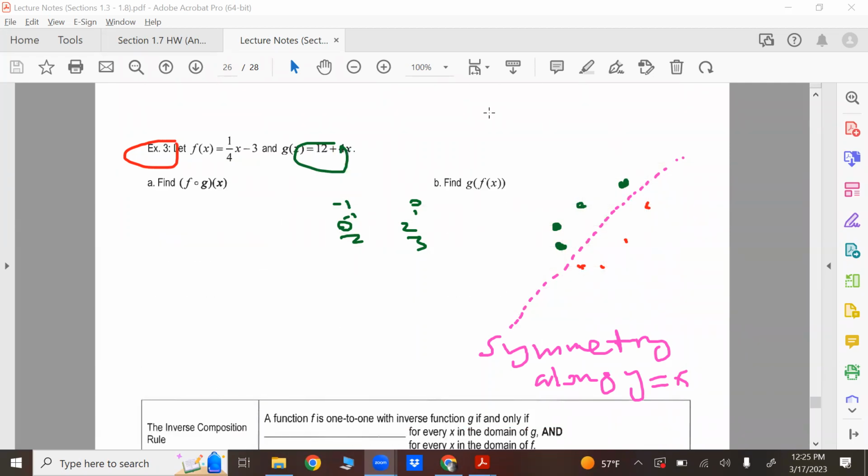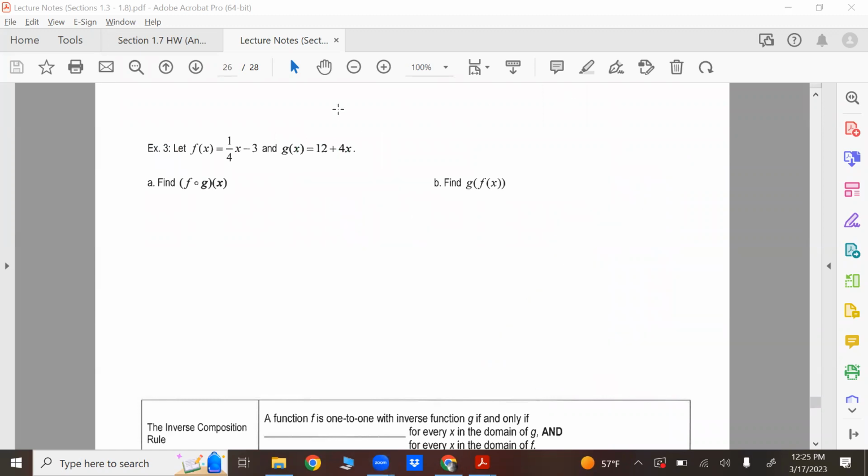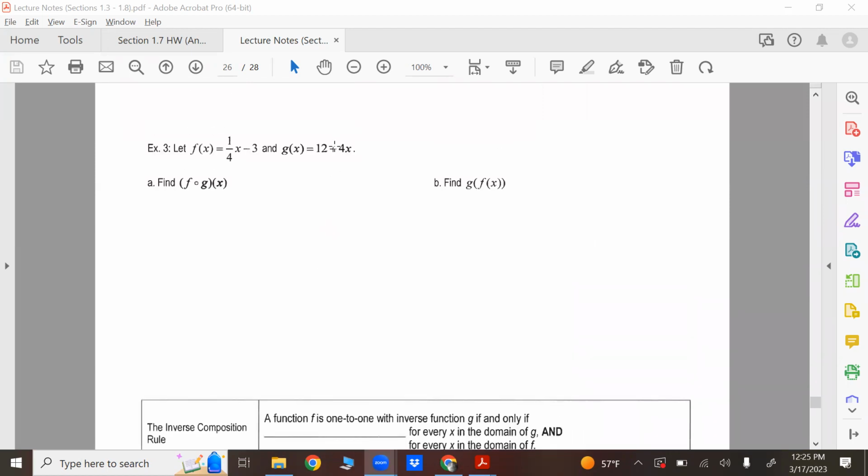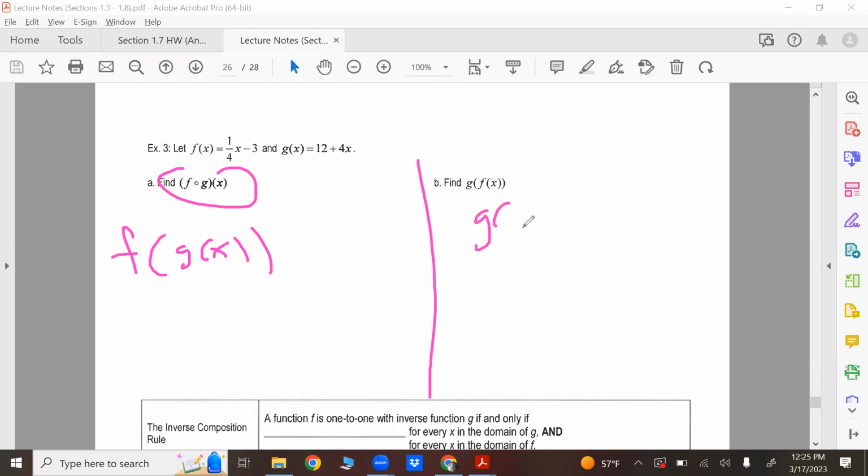All right, let's try this again, guys. Actually, I'll come back to the top of the first page when I'm done. All right. Okay, so we know what this means, right? This means f of g of x. We also know what this means. This means g of f of x.